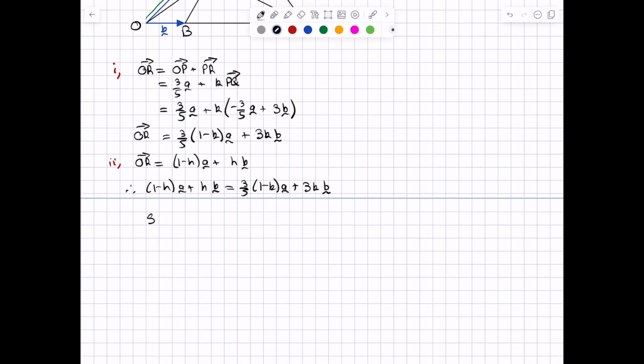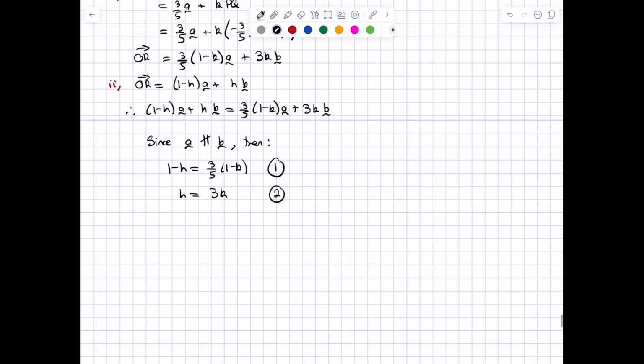So I'll say since A is not parallel to B, then we have 1 minus H equals 3 on 5 into (1 minus K). We'll call that equation number 1. And we have H equals 3K. We'll call that equation number 2. I can substitute 2 into 1. And we have 1 minus 3K equals 3/5 (1 minus K). Now we'll solve this for K and we should end up with 1 on 6.